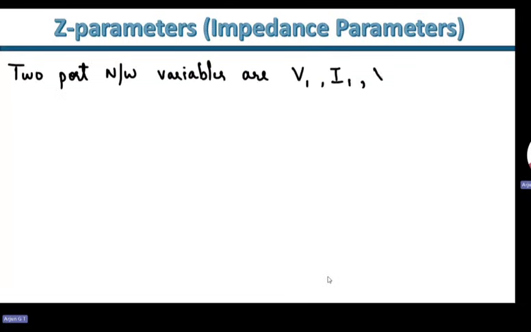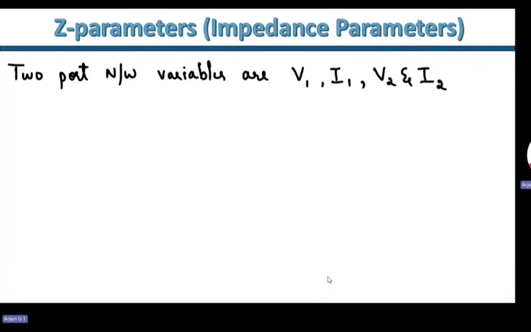Hello friends, in this video we are discussing Z parameters, also called impedance parameters. In the previous video we discussed the introduction to two-port networks. In these two-port networks, we discussed that there are four variables, that is V1, I1, V2 and I2.